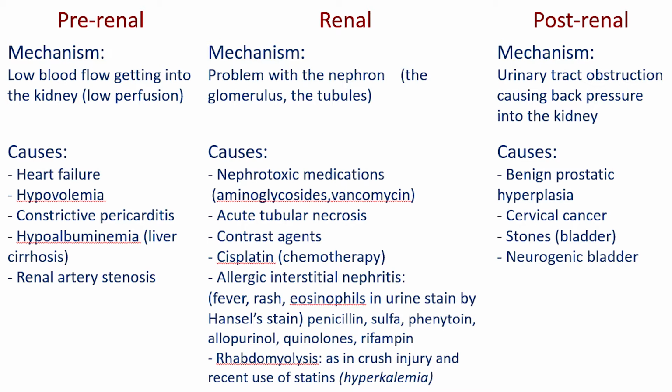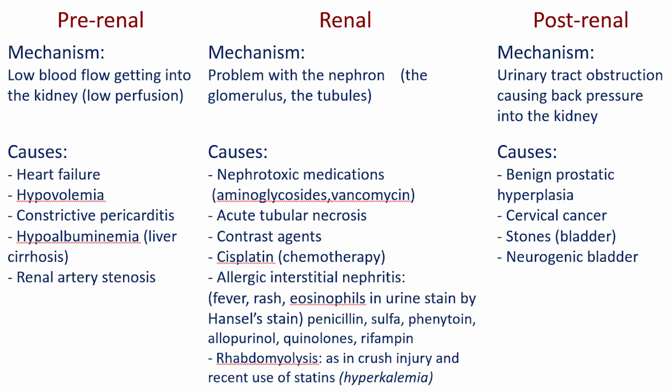In pre-renal renal failure, the mechanism is low blood flow getting into the kidneys, low perfusion. And when you have low perfusion pressure, you will not be able to filter. What's low filtration? It's renal failure. The causes of pre-renal renal failure are any condition that leads to hypotension, hypovolemia, heart failure, constrictive pericarditis, hypoalbuminemia, which will lead to relative hypovolemia, and renal artery stenosis, which will lead to decreased renal perfusion. Let me talk about post-renal and then we'll shift to the intrarenal causes.